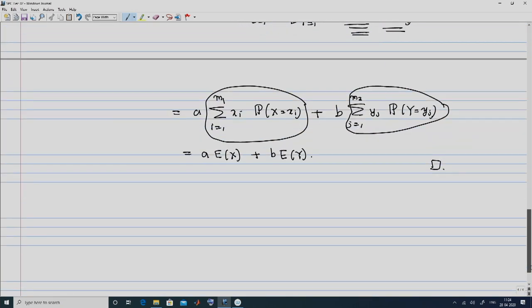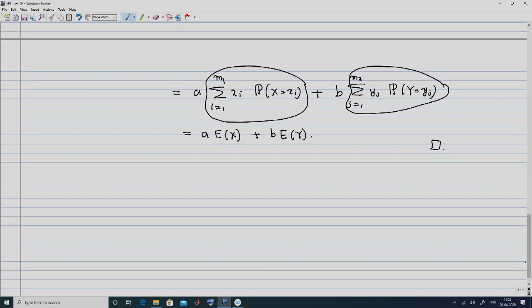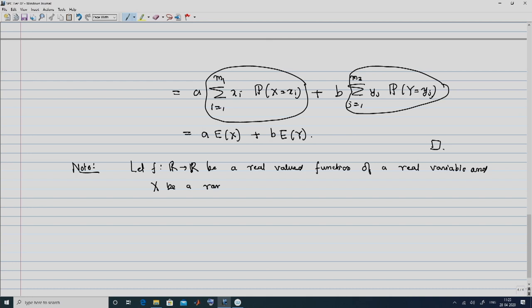All right. So next, we'll just make an observation. So note that, let f from R to R be a real valued function of a real variable. Remember, this is from R to R. And let x be a random variable.